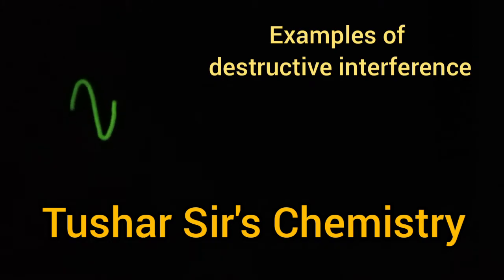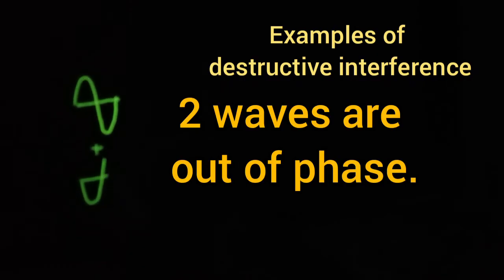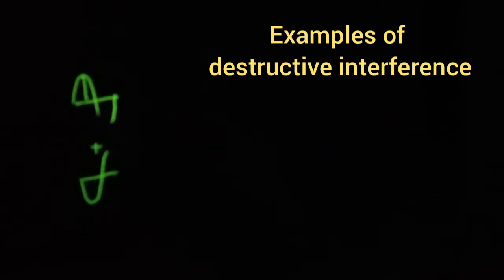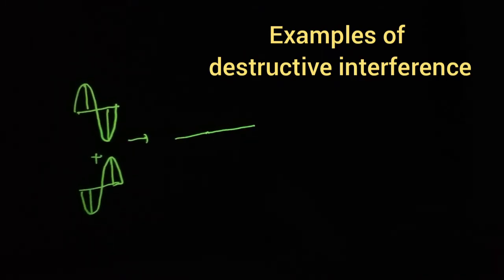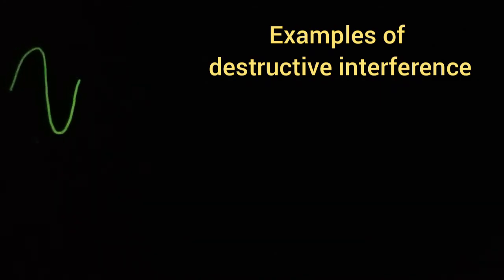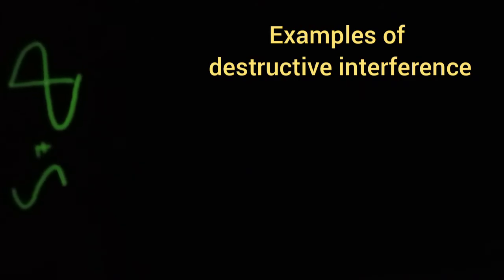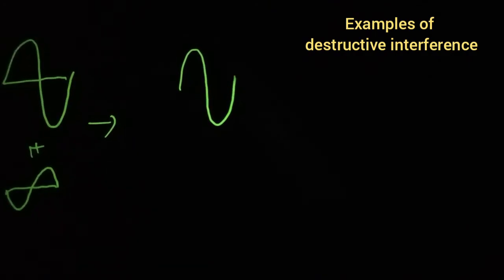Another example you see. Here two waves are drawn on the screen, but they are not in phase. So net displacement becomes 0, or you can say the amplitude becomes 0. This is a destructive interference. Here net displacement decreases.